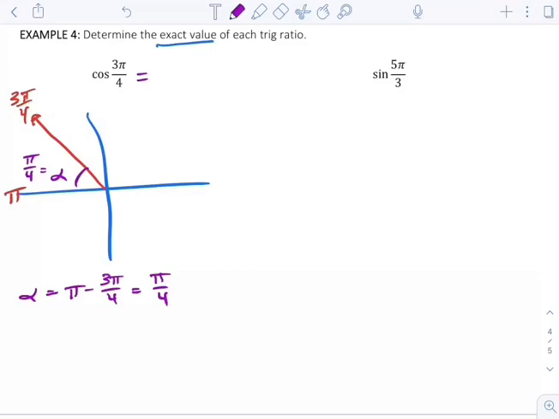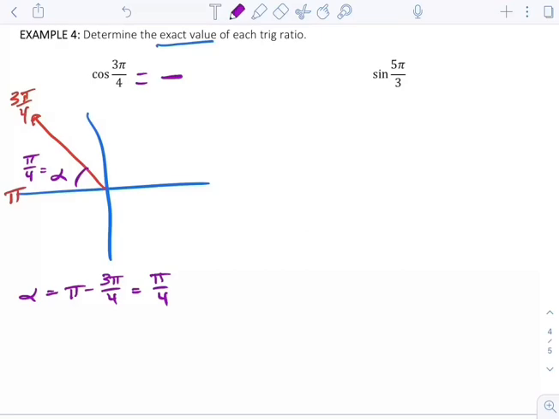So first thing we're going to do is figure out the sign. We're going to break it down into two things. It's either going to be positive or negative, and then we're going to deal with what the actual value is. So in the second quadrant, using CAST, I know that this expression of cos 3 pi over 4 must be negative because sine is the only ratio that's positive there.